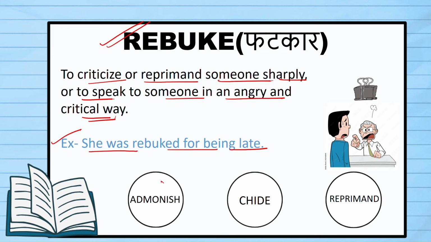The synonyms are admonish, chide, and reprimand. Here, all three of these synonyms are important, okay, because there are high chances that they could come in your exam. When you are studying these words, make sure you also notice their spellings, okay? Because sometimes you get a question where they ask which one is correctly spelled. So make sure to note that down also.